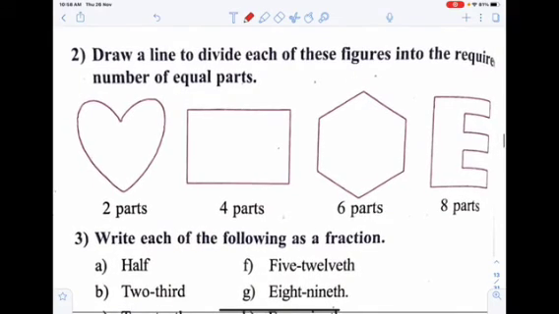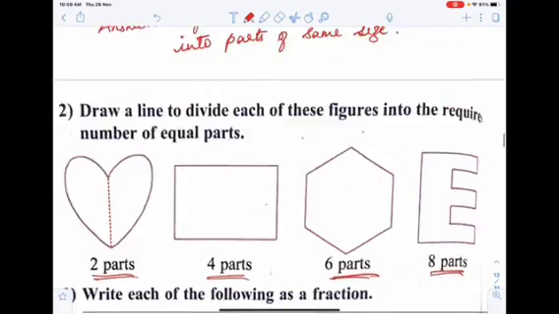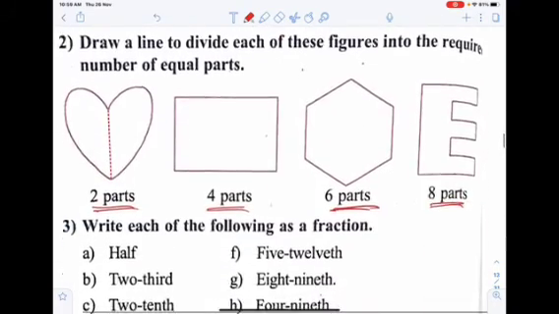Now for the second question. Draw a line to divide each of these figures into the required number of equal parts. They have actually given you how many parts you can divide it into. So it's easier for you. You don't have to check it up. Now for this first one, it can be divided into two equal parts. This is how you need to draw the lines here.